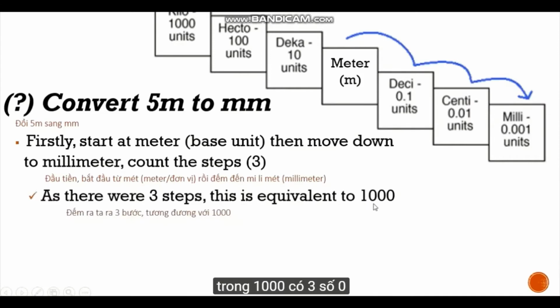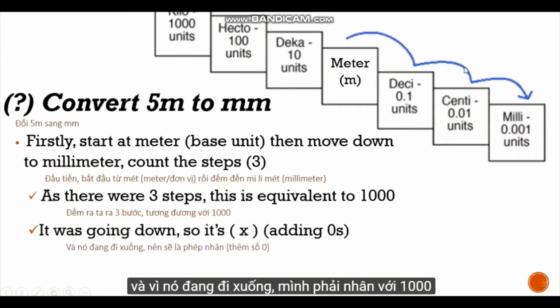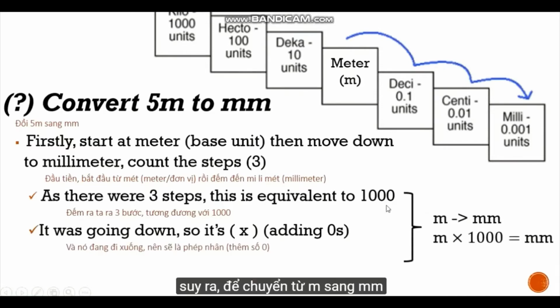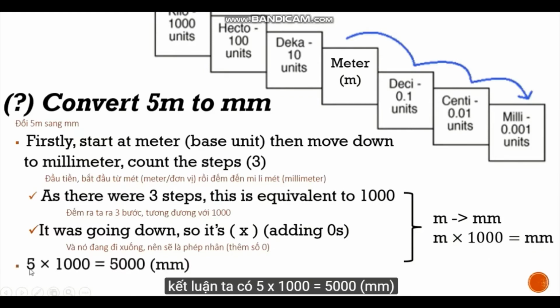In the 1000 there are 3 zeros, equivalent to 3 steps. And also as we were going down, we would be adding zeros, multiplying by 1000. Therefore, to convert from meters to millimeters, we would take the meters and multiply by 1000 to get millimeters. Therefore, it would be 5 times 1000, which equals 5000 millimeters.